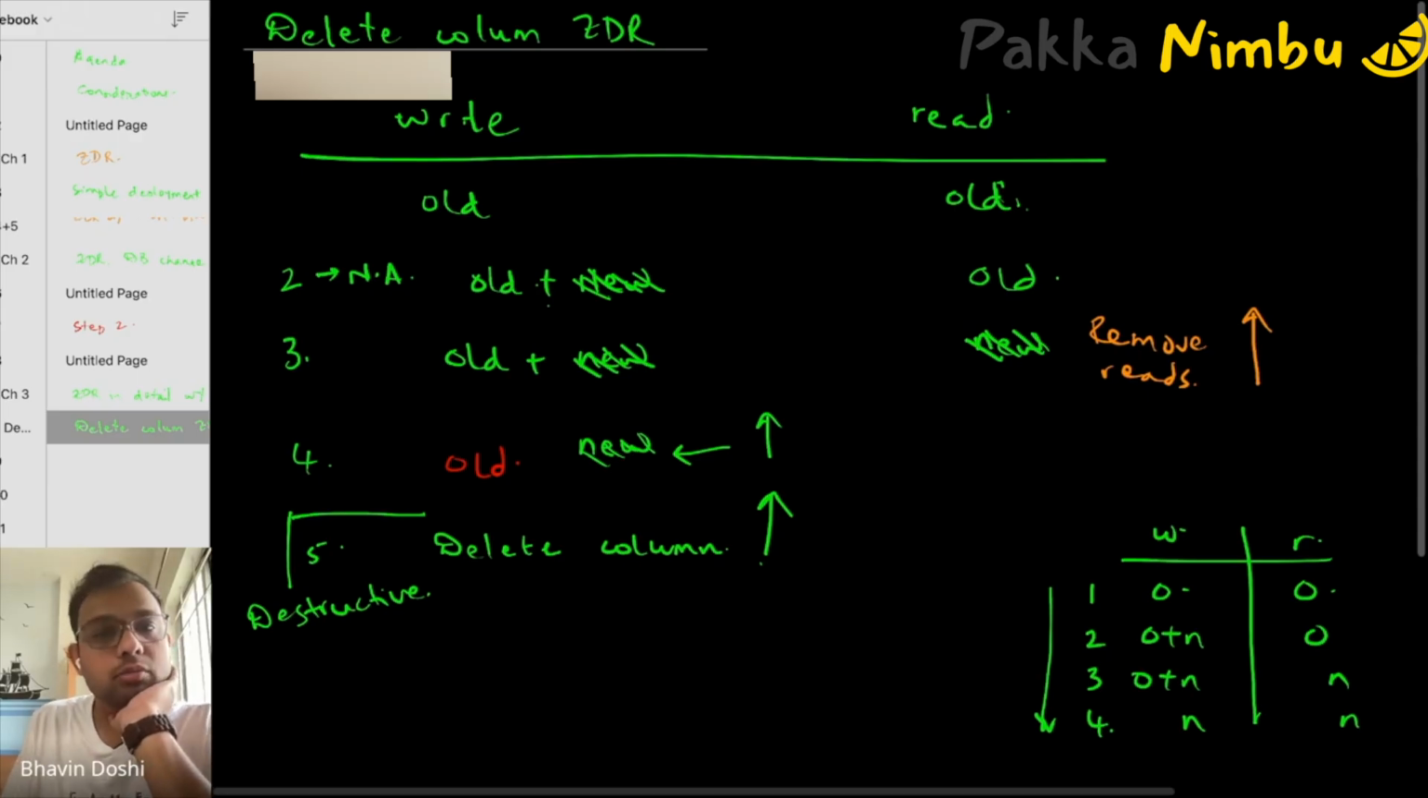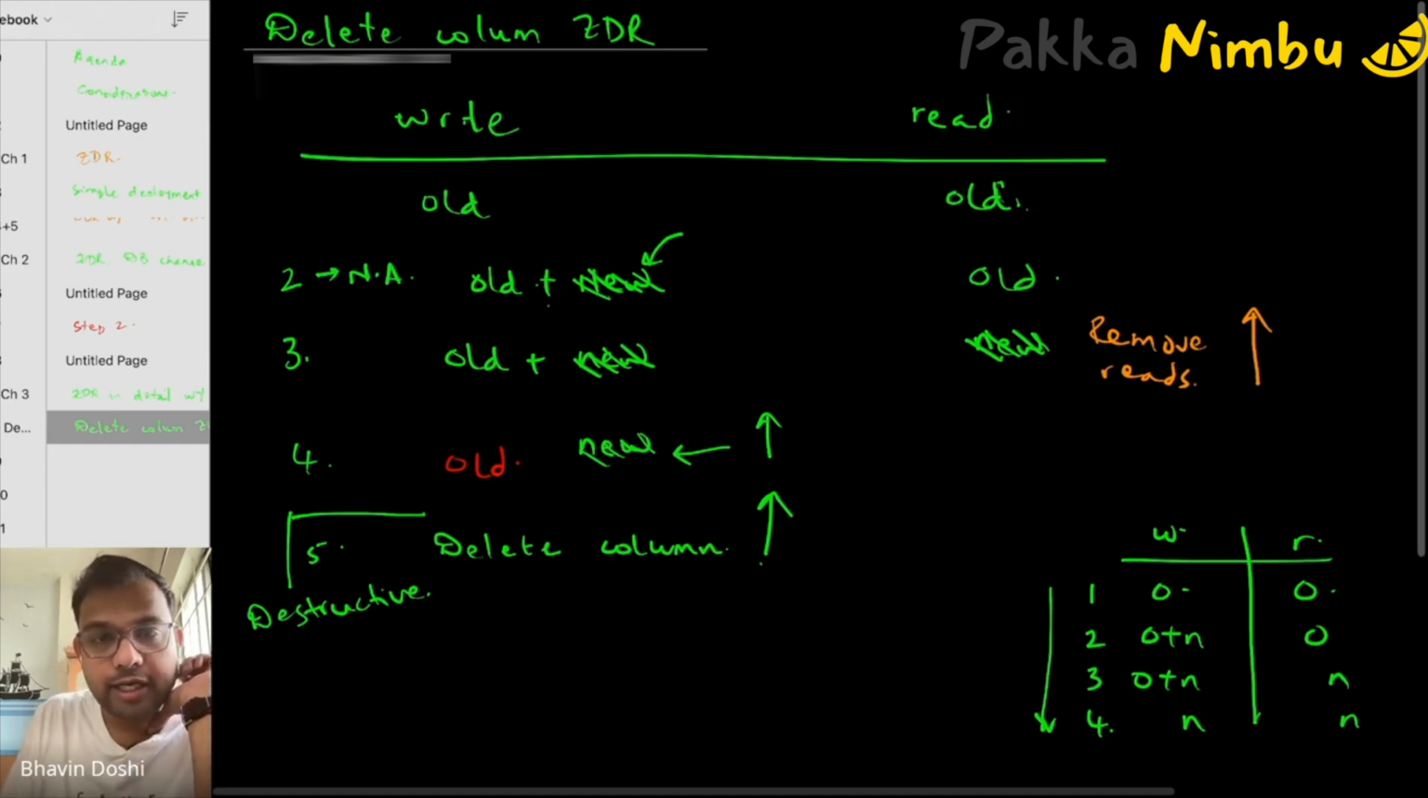So, we can deal separately with these two things, write a column and then delete the column. To delete a column, the problem here is that you don't have this new one. The right way to do delete column in a ZDR way is to actually have a dummy column. So you actually put in a new column. Don't strike this off. That's the solution. You have a dummy new.